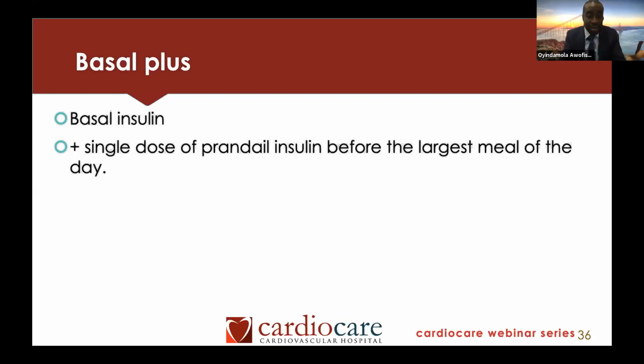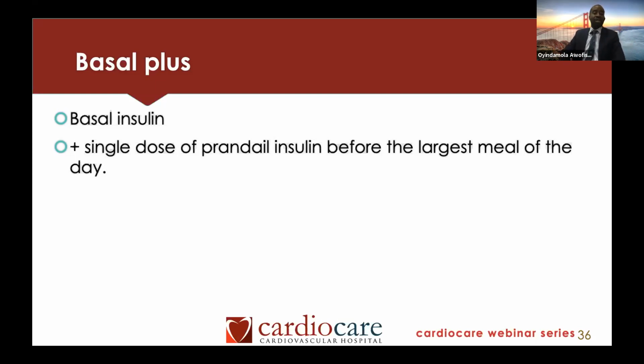The prandial insulin, that's a pre-meal insulin, will in that case either be a rapid-acting insulin or soluble insulin. We just use it just before the largest meal of the day. And I'm sure we all know that most people take one large meal of the day, and the other meals are relatively small, especially people in some parts of the world, like in Nigeria, actually, okay?